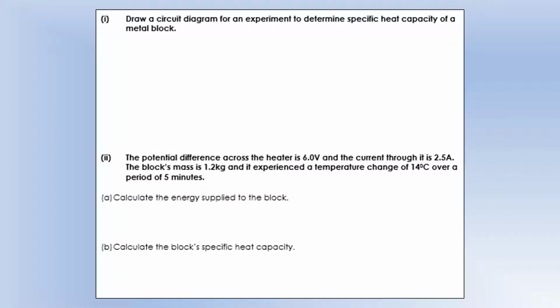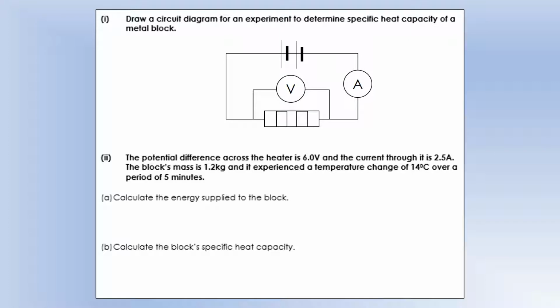So first of all, let's draw a circuit diagram to show how we would go about determining specific heat capacity. The circuit diagram would look like this. We've got a battery shown there because we've got the two cell symbols next to each other showing a battery pack. We've got an ammeter in series with our heater, so that's the circuit symbol for a heater, and we've got a voltmeter in parallel with the heater. We'd also need our block and a thermometer or a thermocouple as part of this experiment too, and at some point we would need to measure the mass of our block too, but those wouldn't be part of a circuit diagram.